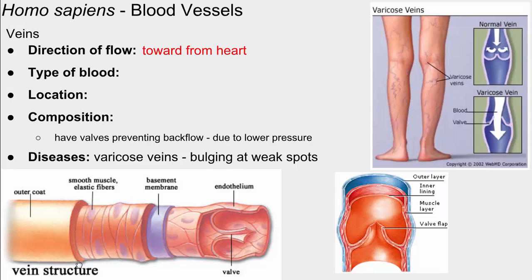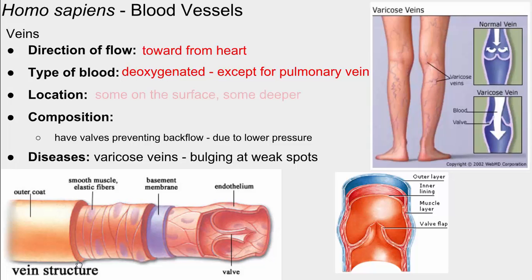So typically, what type of blood do they contain? It's coming from the various parts of the body. Deoxygenated. The exception again is the pulmonary blood, because that's coming from the lungs. Veins are often, some are deep in our body, but also some of them are at the surface. They are much thinner than arteries.